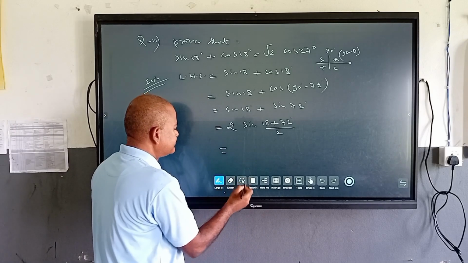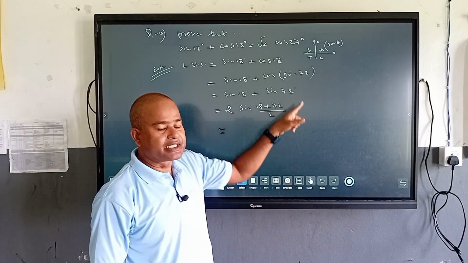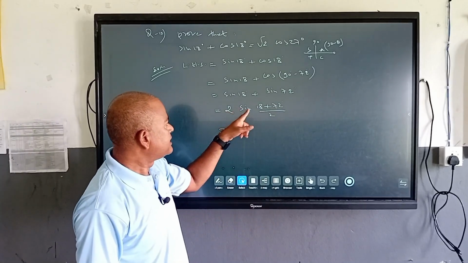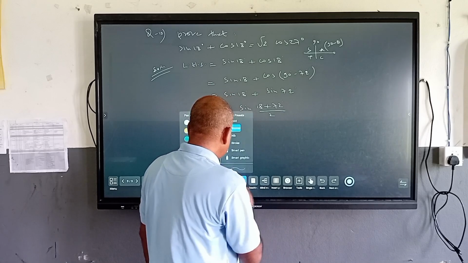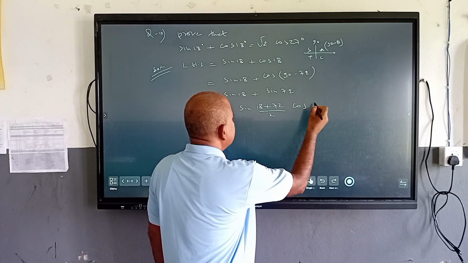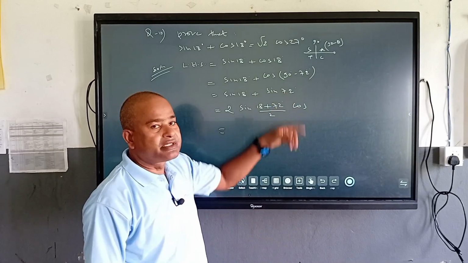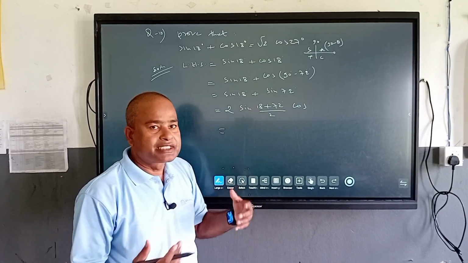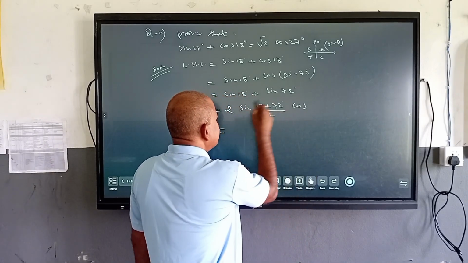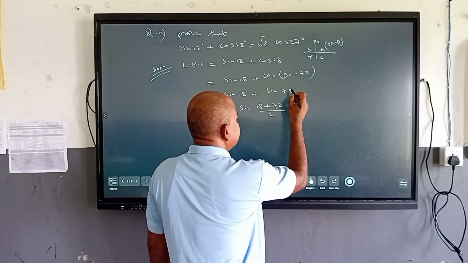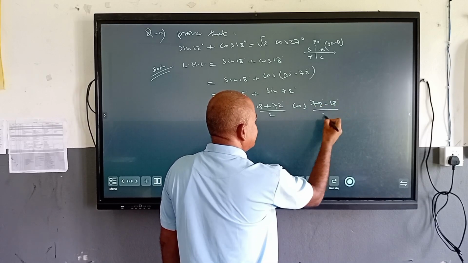So dear students, according to the formula, sin c plus sin d is equal to 2 sin (c plus d) by 2 into cos (c minus d) by 2. Dear students, let us suppose the bigger angle as c and the smaller angle as d. Then it will be easy for the calculation. So sin (c plus d) by 2 into cos (c minus d) by 2, that is, 72 degree minus 18 degree divided by 2.